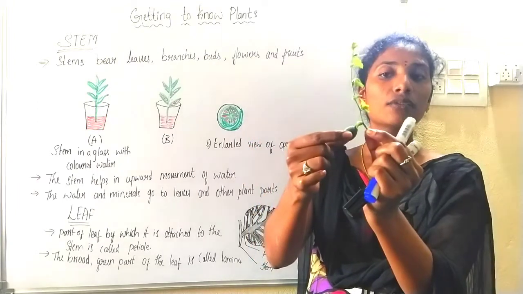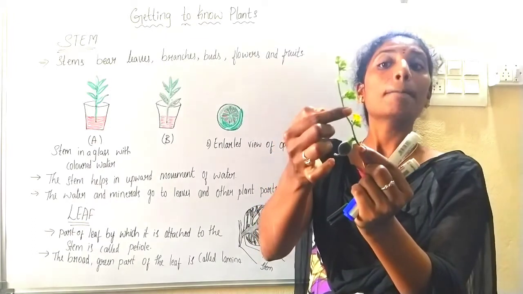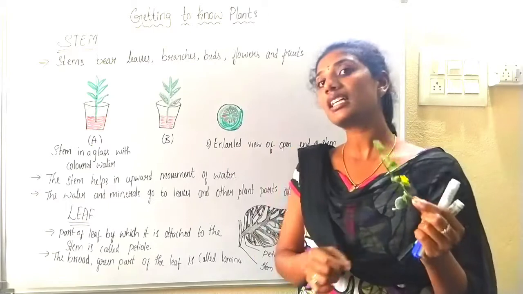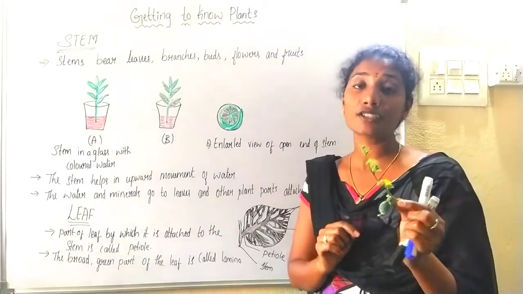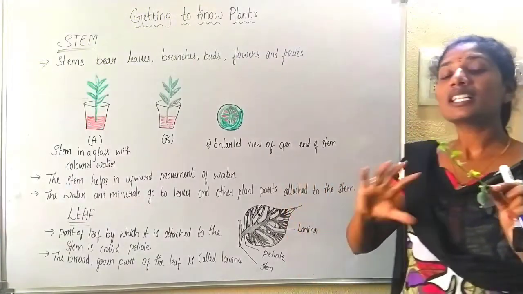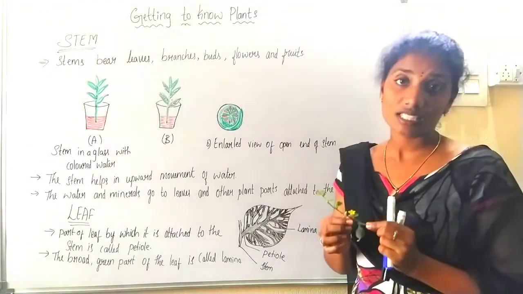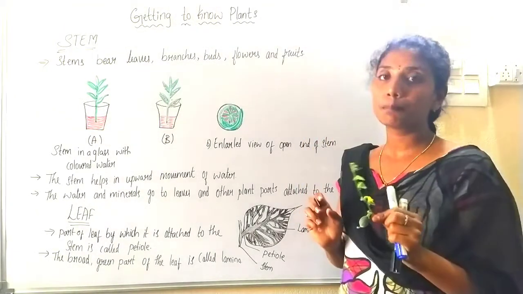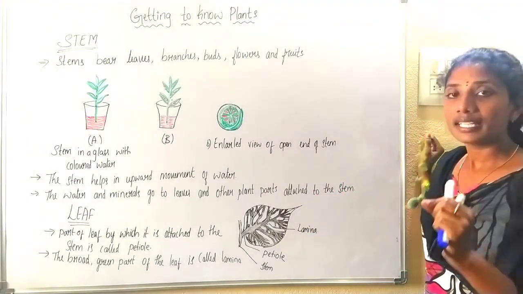The fruit is attached to the stem, flowers are attached to the stem, buds are attached to the stem, leaves are attached to the stem. Not only that, even branches are attached to the stem, right? So these are the different parts attached to the stem. That means the stem bears all these parts of a plant, so it plays a very important role, right?